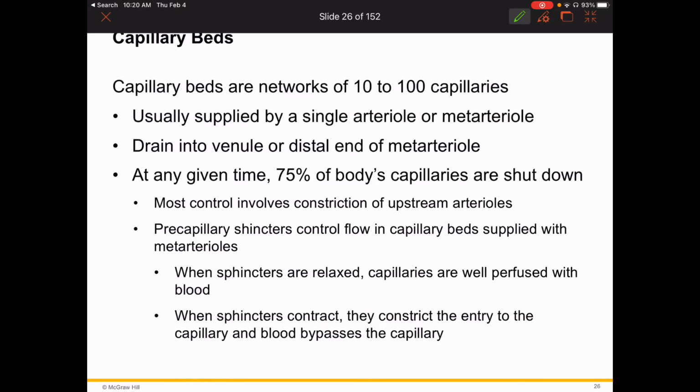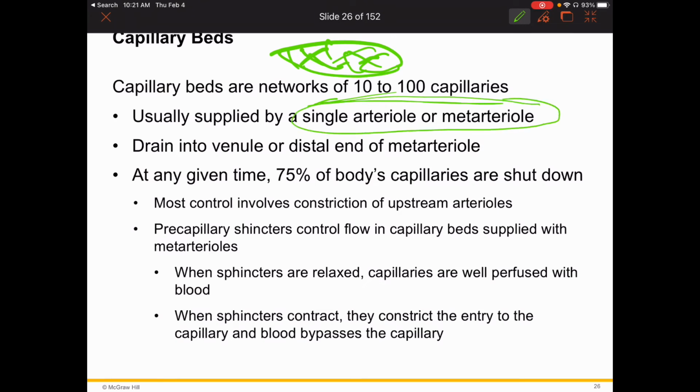Okay, so the capillary beds are huge and they look like a lattice, and that's where they meet in the tissue. They're huge networks of lots of capillaries. And they are supplied not by the really high pressure large arteries and veins, but by the smaller ones. You remember the arterioles and the venules? Yeah, that would be it.